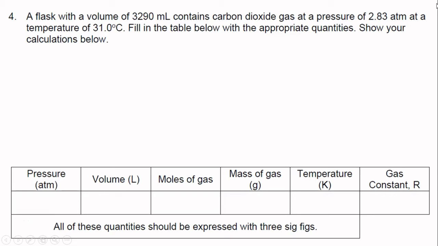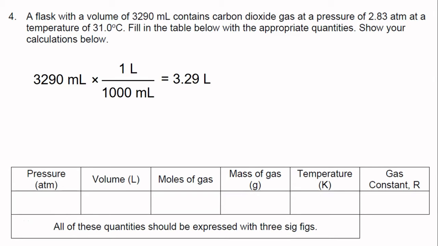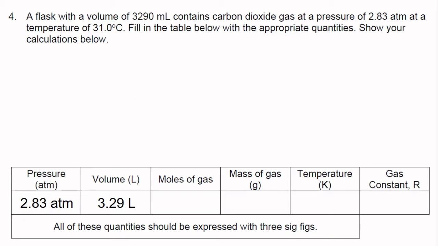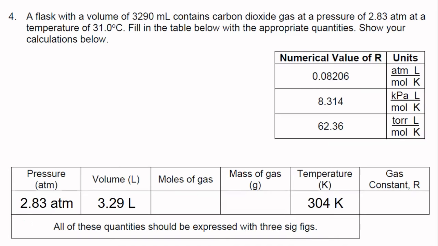We have 3,290 milliliters. That becomes 3.29 liters. We have carbon dioxide gas, but we don't have the grams or the moles. The pressure is 2.83 atmospheres. The temperature in Kelvin is 304. So we're going to use the ideal gas constant that has atmospheres, so 0.08206. We're solving for moles.